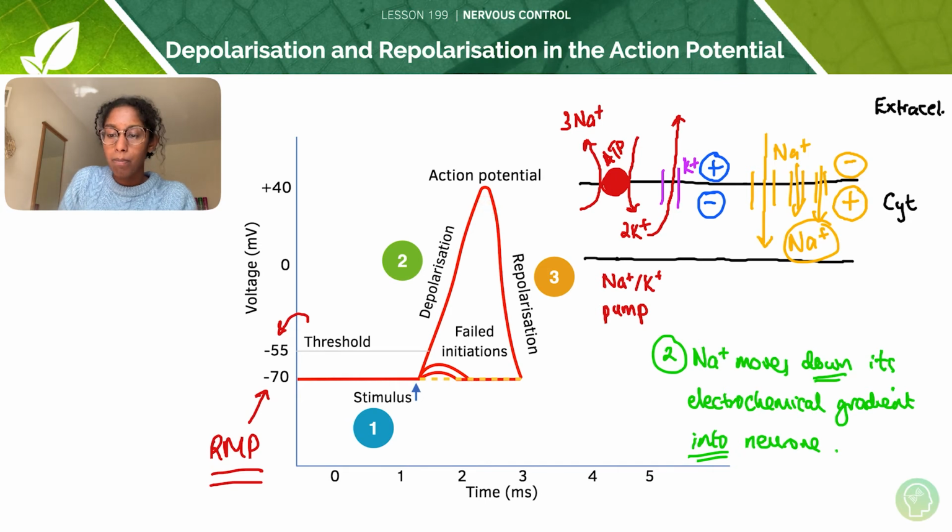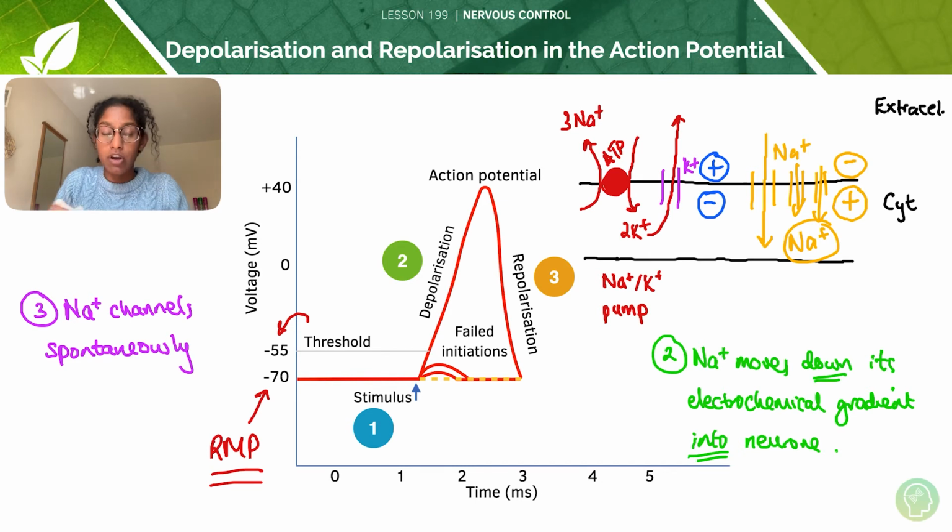Now, at about plus 40 millivolts, we get a reversal of the potential. This is because sodium channels that were open now spontaneously close. They close because they've been open for a certain amount of time. And potassium channels open. Now let's think about what happens if more potassium channels open.